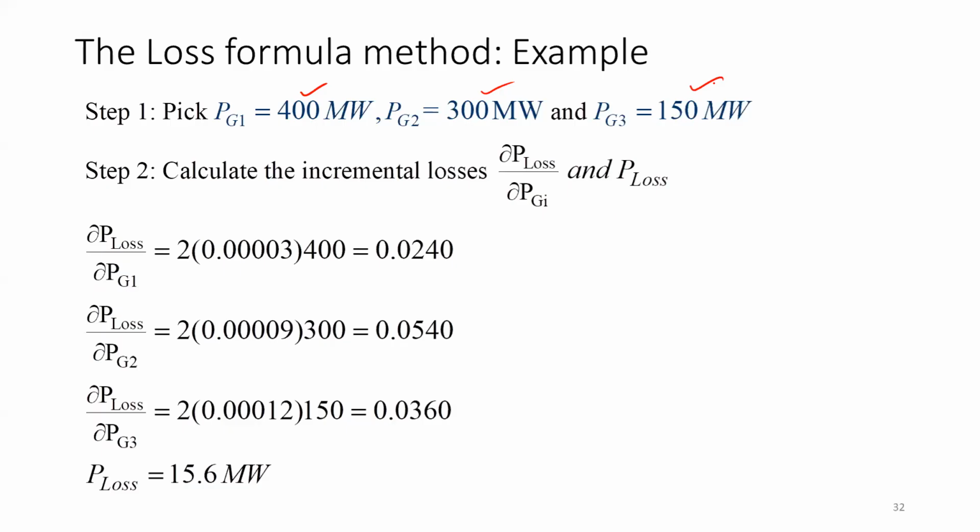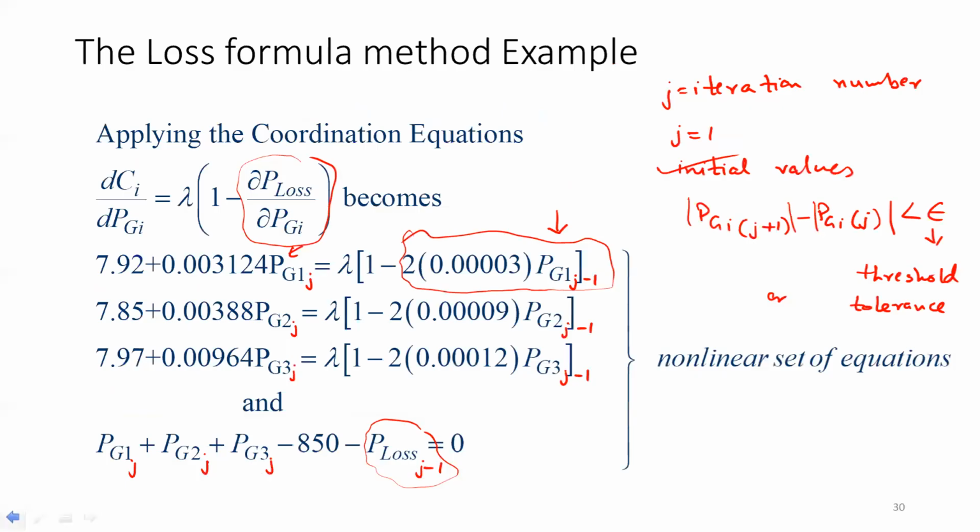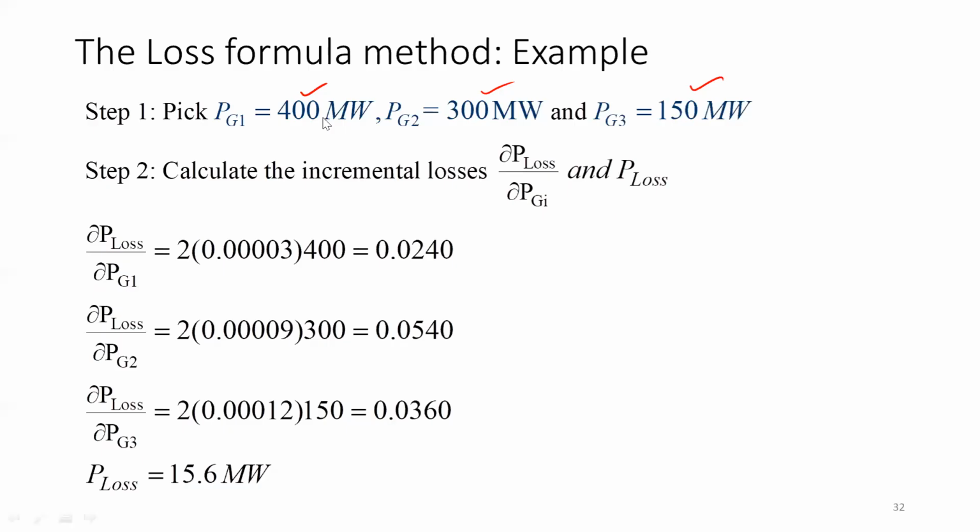But it depends how realistic your initial value is. The more realistic your initial value is, the fewer iterations will be required to converge. If you deviate from the realistic values, your convergence will take a lot of time. So what is the value we are picking? 400, 300 plus 150. How are we picking those values? There is one simple thing that we are trying to follow. I'm trying to see my PD over here. What is my PD? 850. Based on that, if you sum up 400 plus 300 plus 150, you end up getting 850. Is it understood how we picked our PG1, PG2 and PG3?